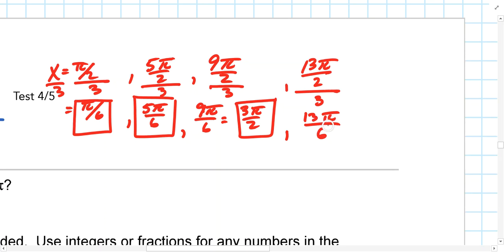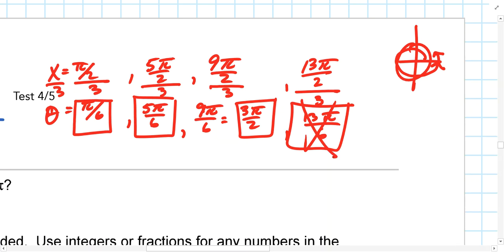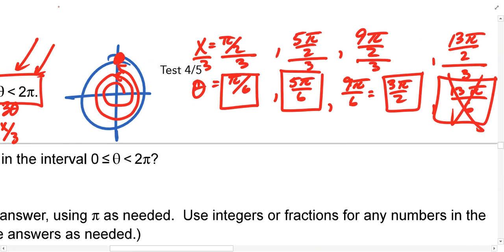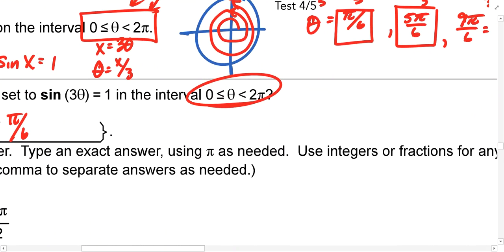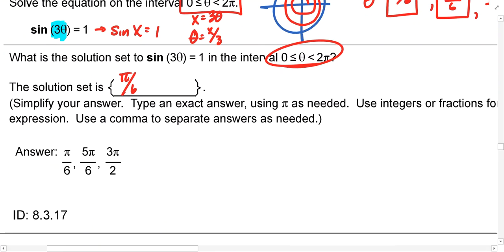But now 13 pi over 6, this is a theta value that exists beyond a unit circle. The unit circle stops after we get to 12 pi over 6. 13 pi over 6 would be a full rotation plus an additional pi over 6. And so this is the first solution that doesn't fit into our domain that was described back here at the beginning. So pi over 6, 5 pi over 6, and 9 pi over 6, or 3 pi over 2, are the solutions that we're after here.